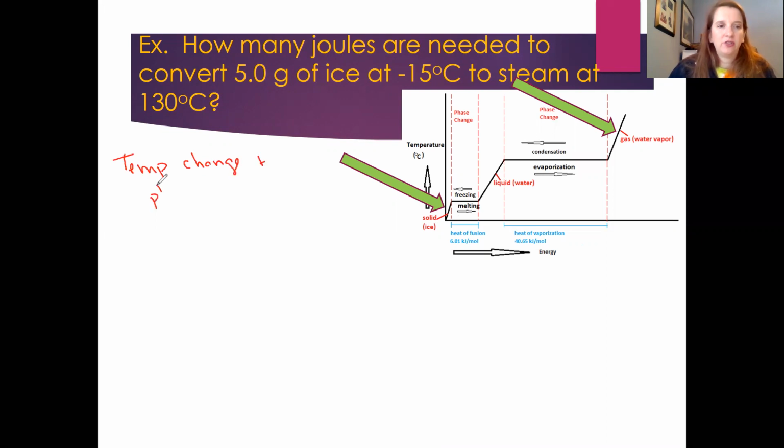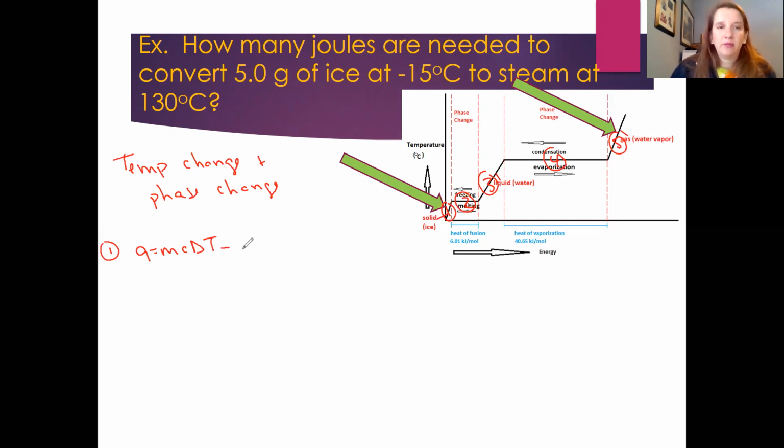Now, if you draw arrows on your phase change diagram, it helps you to see how many steps you have. So we're going from here, this is 1, 2, 3, 4, 5. We're gonna have 5 steps to complete this problem. So our first step is at this diagonal, so that's Q equals MC delta T. So this is gonna be our temperature change when it's ice.